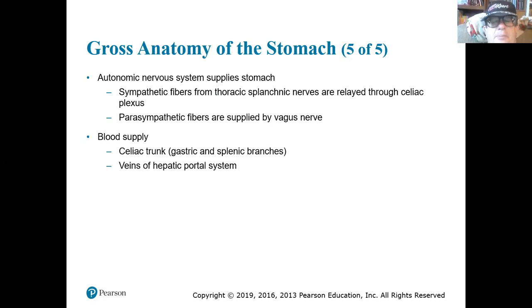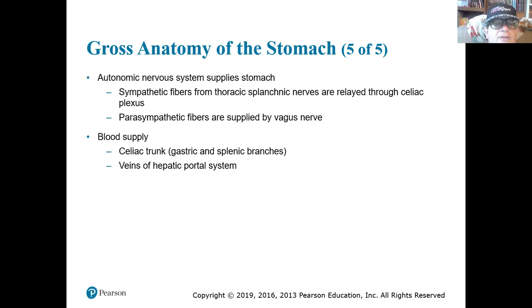Although in reality, we don't do that much digestion. We don't do that much absorption in the stomach. We absorb water, alcohol, not much else across the wall of the stomach. The major organ of absorption is the small intestine. I can't tell you that enough times.